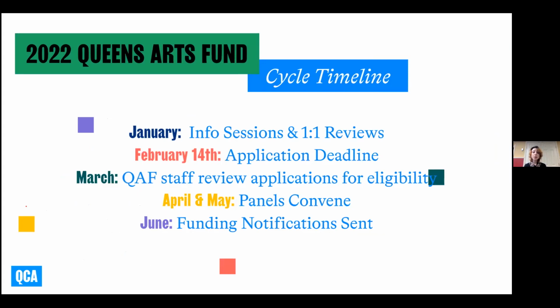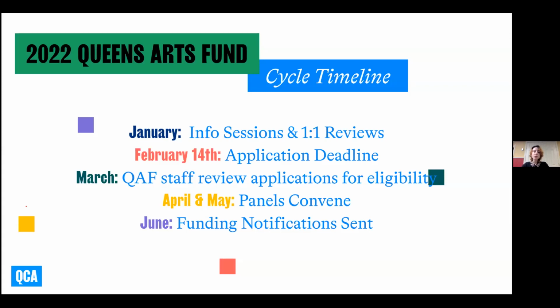And a little overview of the timeline for this year's cycle. In January, we have info sessions and one-to-one review sessions. If you're a first-time applicant to QAF or you have applied in the past but you haven't received funding, we have one-to-one sessions open. You can go on our website and schedule an appointment. I'll drop a link in the chat to schedule one later in this meeting, but those can be really helpful.